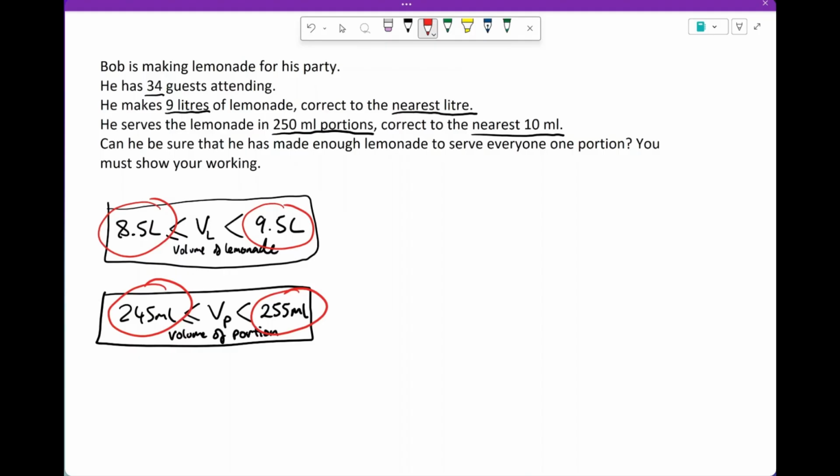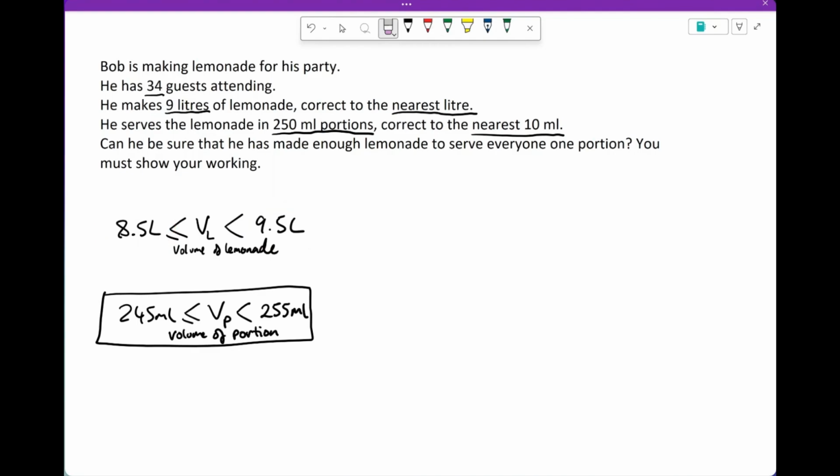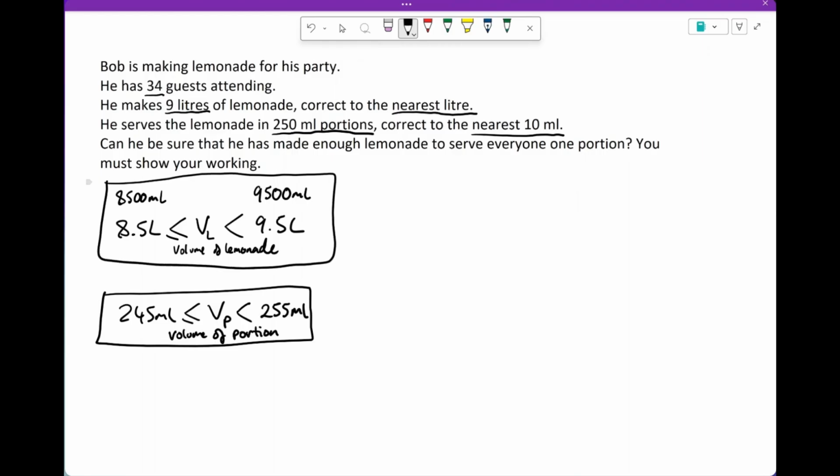Now, I don't know what I'm going to do with these values yet, but the one thing I don't like about them is the fact that they have different units. So what I'm going to do is convert my litres into millilitres so they match. So to do that, we have to multiply it by 1,000 because there's 1,000 millilitres in a litre. So the 9.5 would become 9,500 millilitres, and the 8.5 would become 8,500 millilitres, like that. Okay, so I've got my error interval in terms of millilitres now as well.